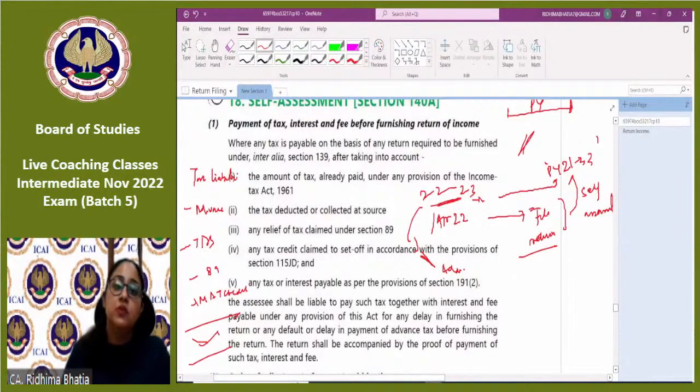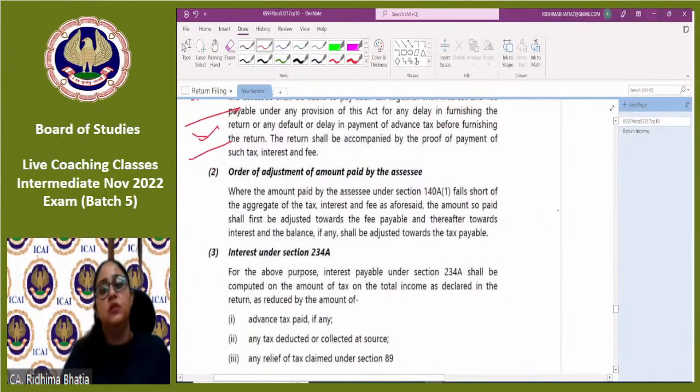Self-assessment tax can be deposited multiple times. There is no limit. I can deposit it in April, I can deposit it in May, June, July. But remember one thing: whenever you deposit the tax, first the government adjusts it with the fees which are due to you, compulsory fees. Then they adjust it with the interest, and ultimately it goes to the tax part.